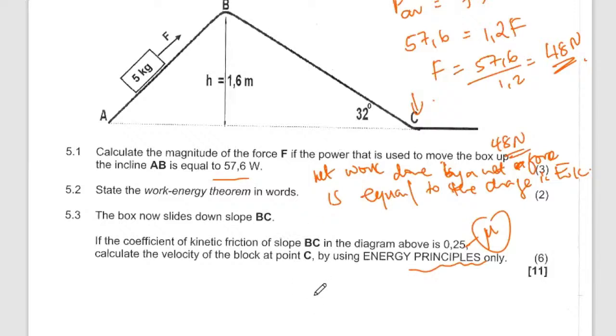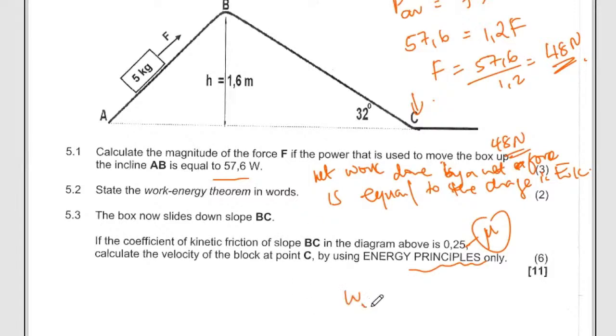Okay, so saying the W net is equal to the change in kinetic energy, which I'll just say is the change in EK and then the change in EP. So we know that our work done is given as F times the displacement.